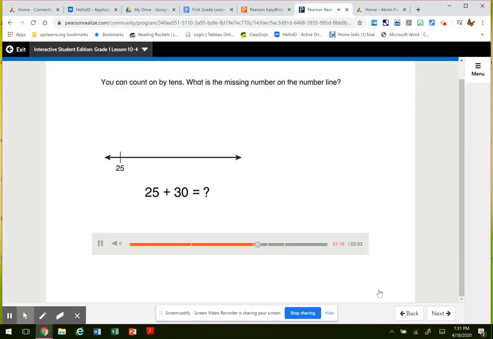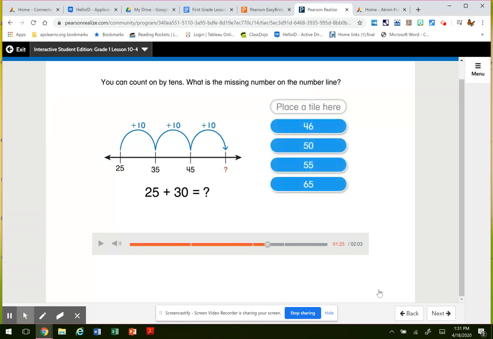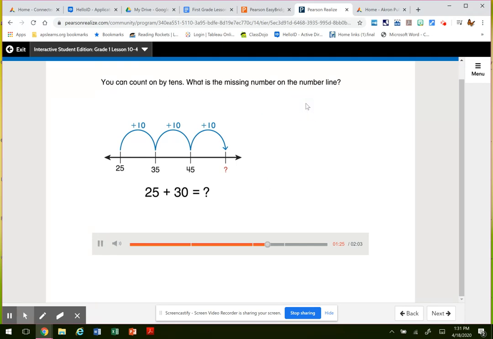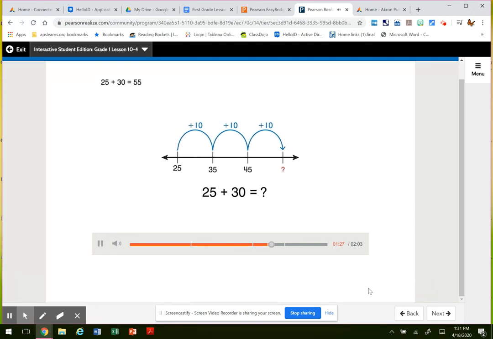You can count on by tens. What is the missing number on the number line? Select your answer. 25, 35, 45, 55. Very good. 25 plus 30 equals 55.